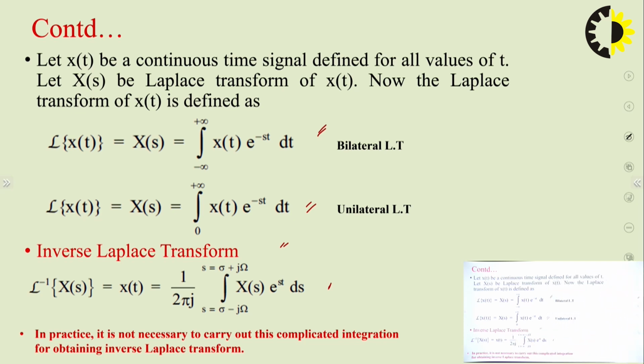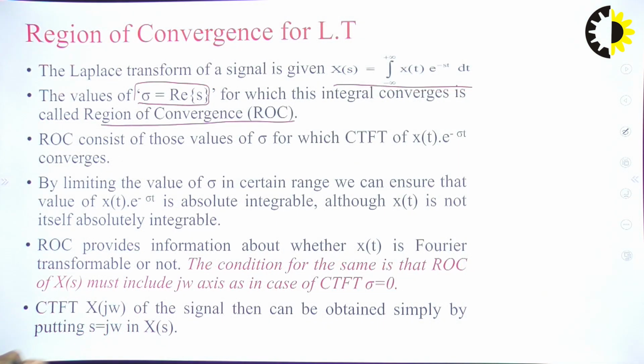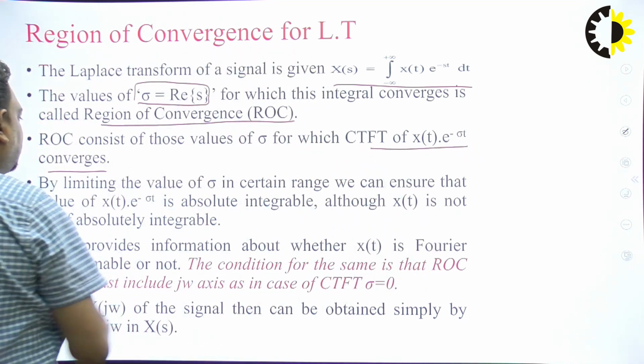We have another method by which we can calculate the inverse Laplace transform; partial fraction is one method by which we can obtain it. Now, region of convergence. This is the Laplace transform of a signal. The value of sigma, which is the real part of S, for which this integral converges is called the region of convergence. So ROC consists of all those values of sigma for which the CTFT of x(t) times e to the power minus sigma t converges.